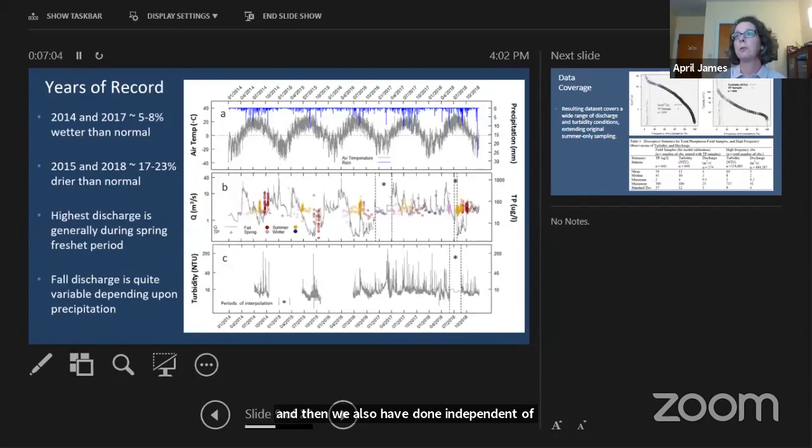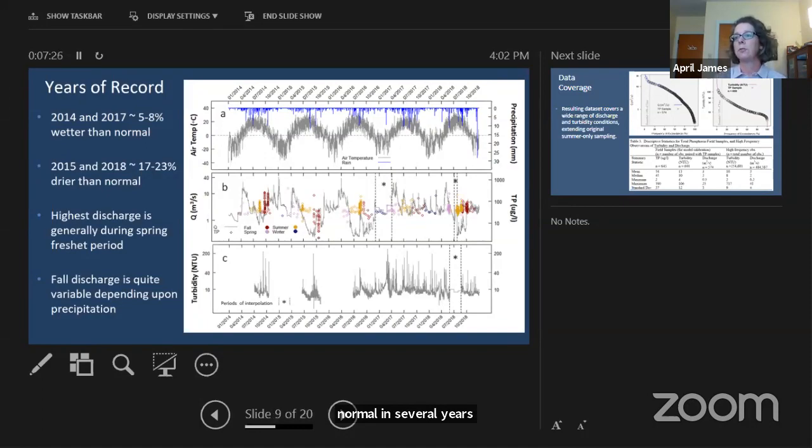So for some results, these are our years of record. This graph shows 2014 through December 2018. We've got several calendar years that were wetter than normal, slightly wetter than normal, and several years that were 15 to 23% drier than normal.